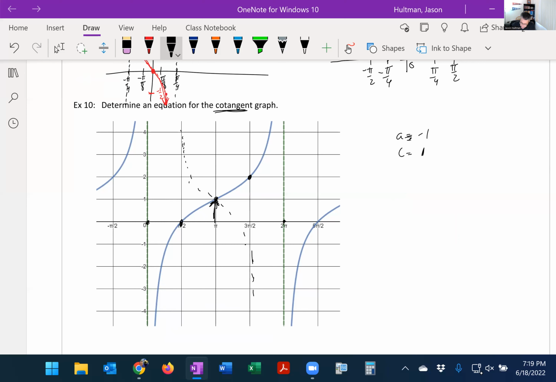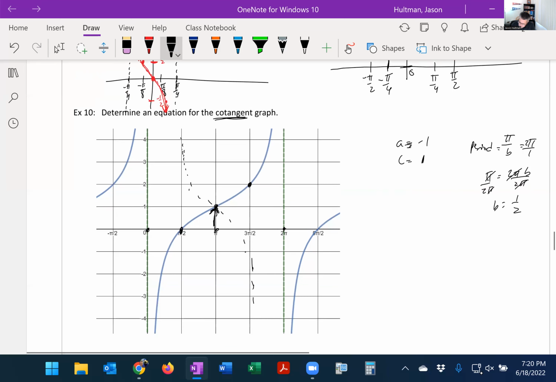However, this goes to 2 pi instead of pi. So we did stretch this horizontally. The period changed from pi to 2 pi. So if the period is pi over b, and now that's 2 pi, how are we going to solve for b? Well, we could cross multiply, and we would get pi times 1, which is pi, is equal to 2 pi b. Divide by 2 pi, and we get b is equal to 1/2. Oh, okay. So b was 1/2, and was there any d? No, d was 0 because there's no phase shift here.